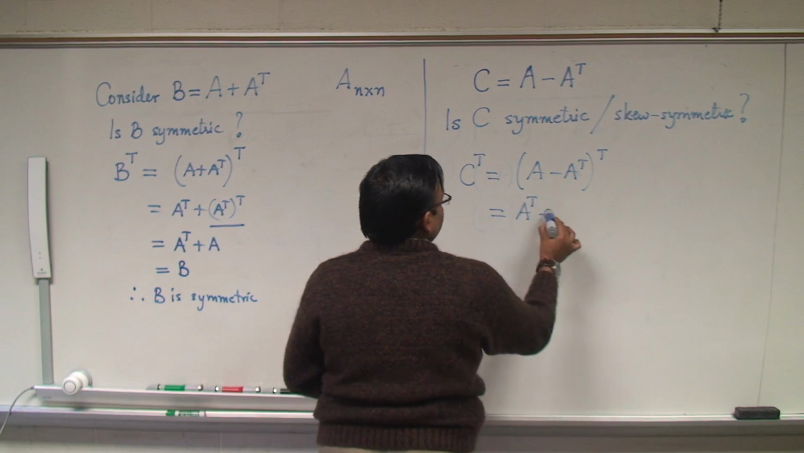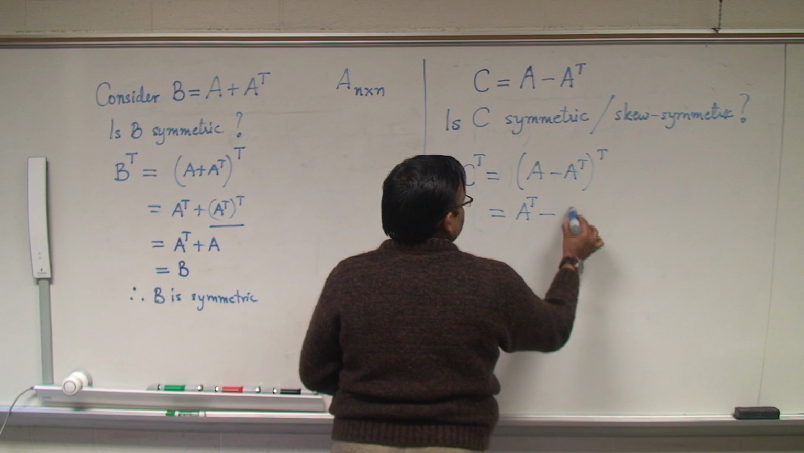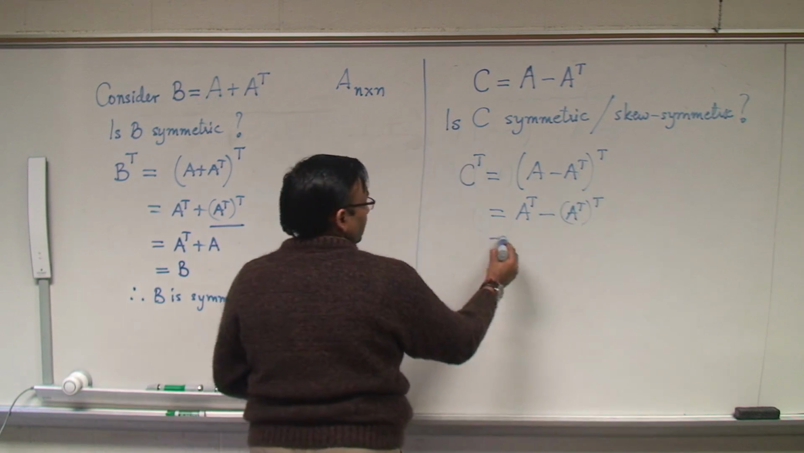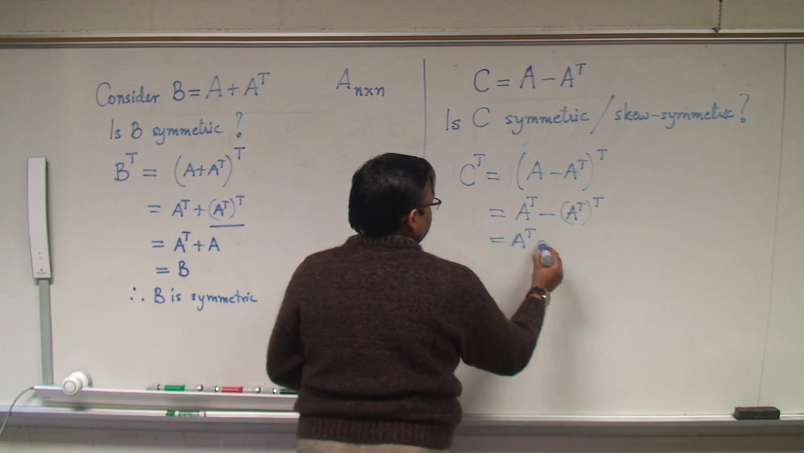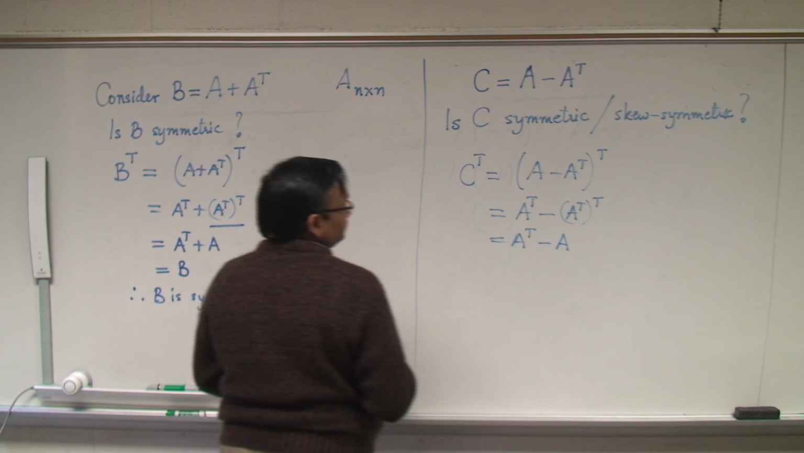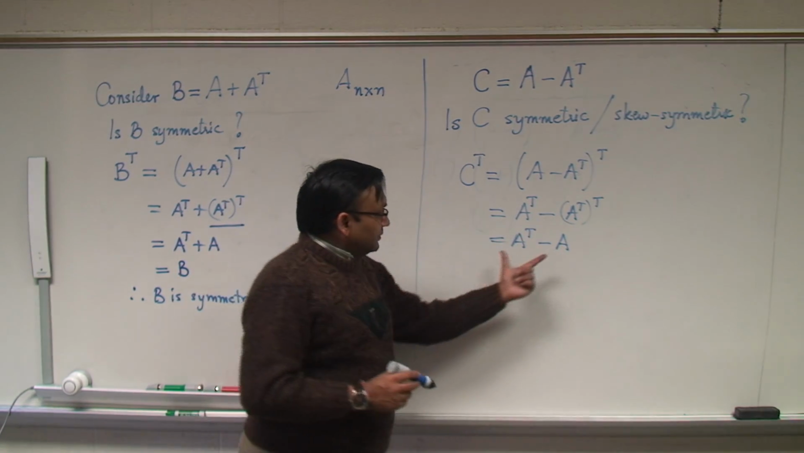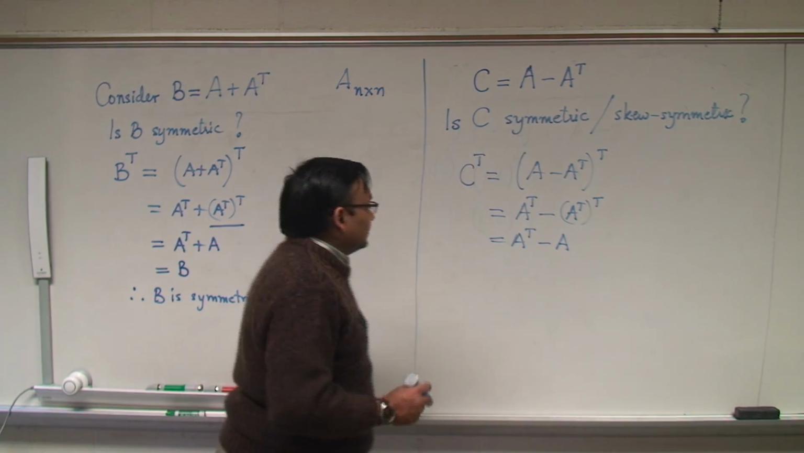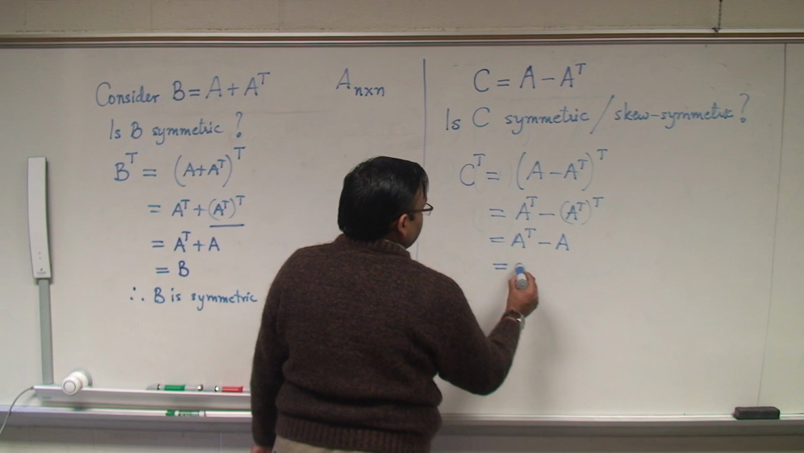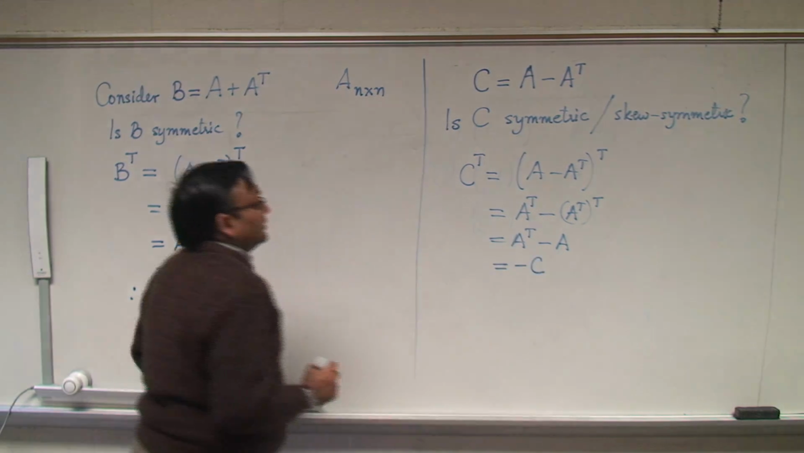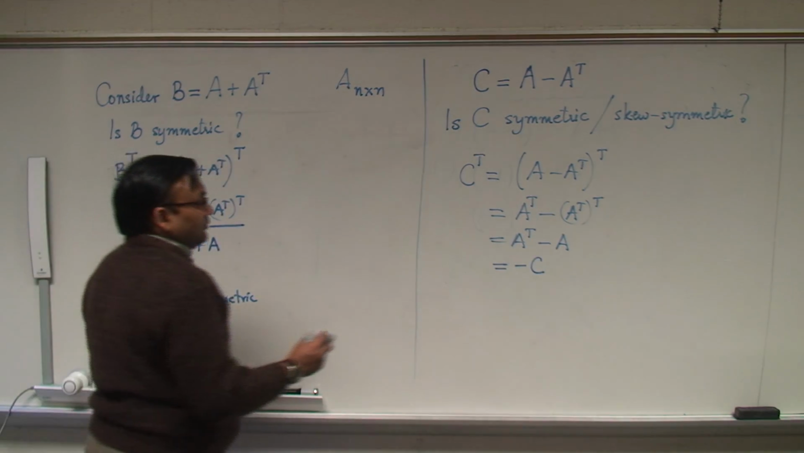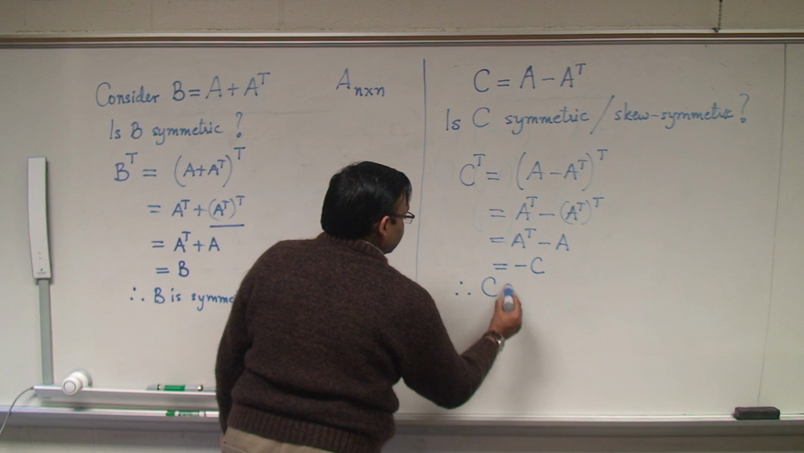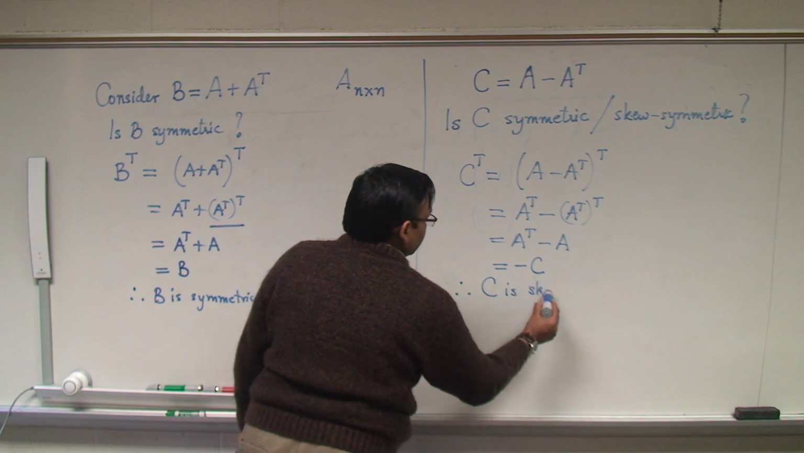Transpose can be distributed, in a manner of speaking, by one of the properties we saw. So this becomes A transpose minus A. Now look at this. The relationship between A transpose minus A and A minus A transpose is simply multiplication by the scalar minus 1. So now we have C transpose as minus C. Therefore, we can say that C is skew symmetric.